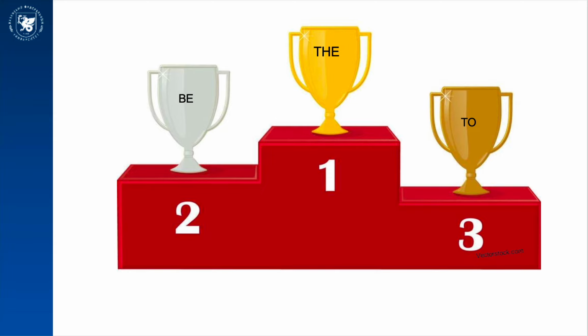Okay, well done. So the answer is the following. It's very expectable, so the golden goblet, or the first place, goes to the article "the". The second place goes to "be", and the third goes to "to". I suppose that you have all three variants. I'm really proud of you.